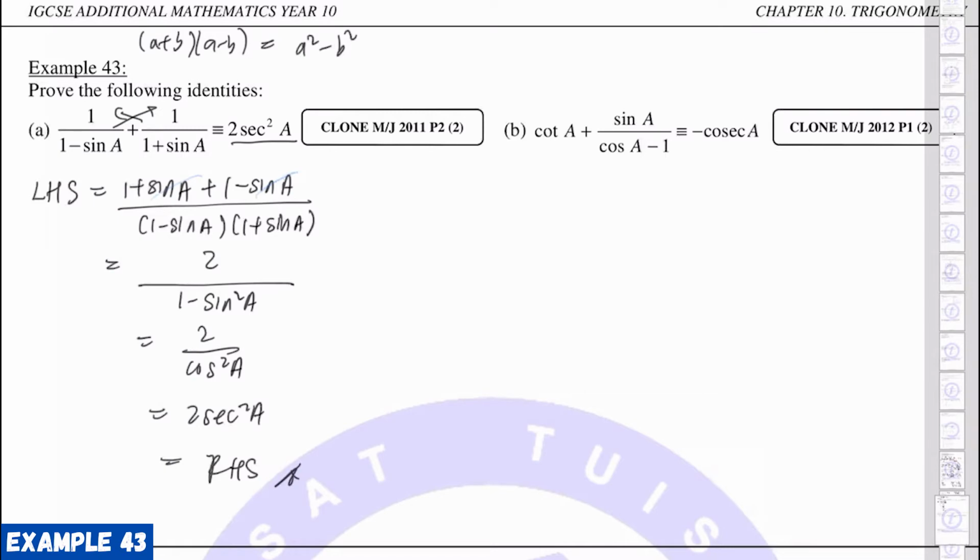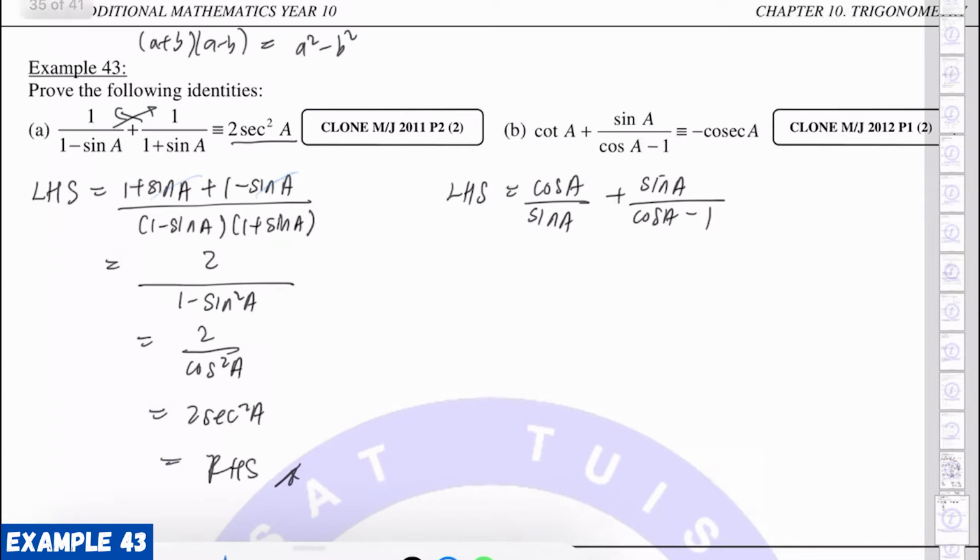Okay, for part B, I have cotangent. We can change to cos over sine. I can't do anything with this. First, let me copy this equation. I think red pen is better. The blue is a bit hard to see, right?